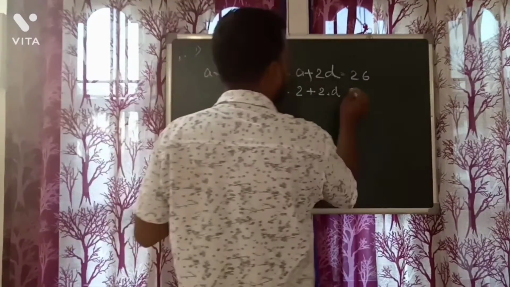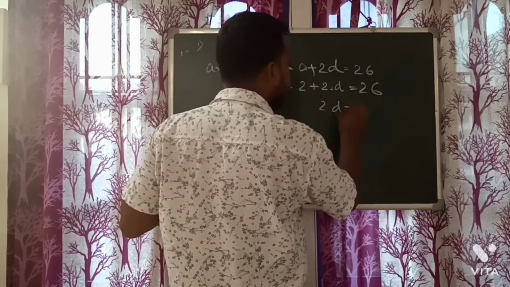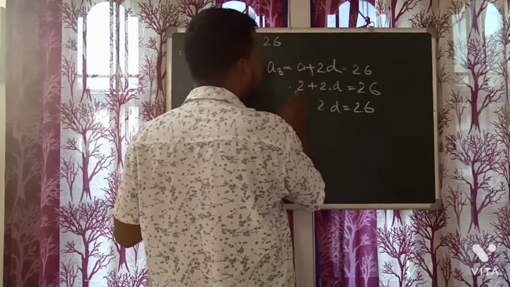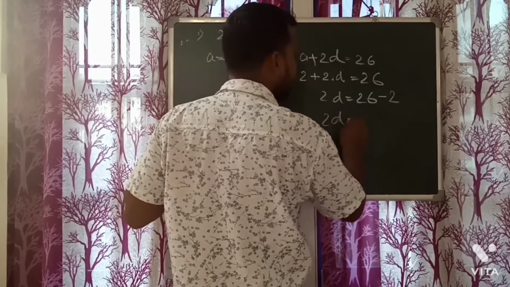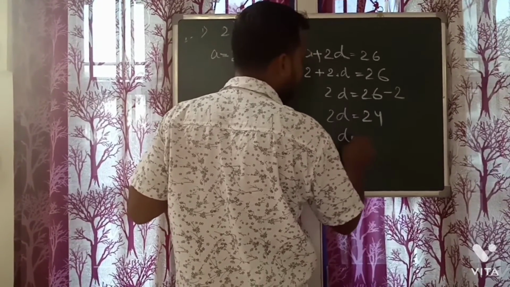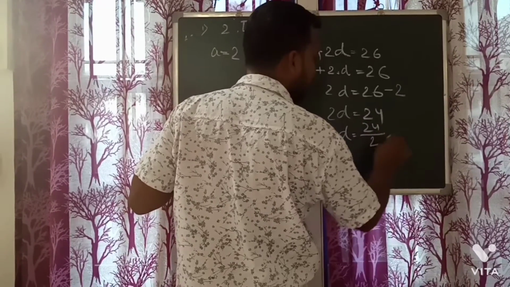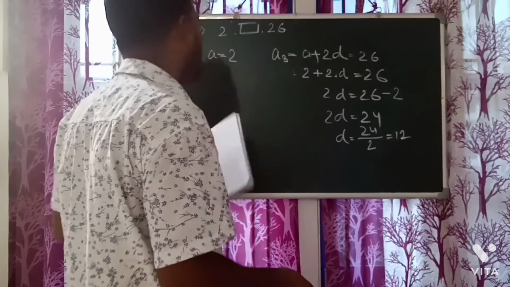Then here also we can write this 26. Then 2D is equal to 26. When this plus 2 goes to that side, it will become minus 2. Then 2D is equal to 24. Then D is equal to 24 by 2, which is 12. Okay. Now D is 12.